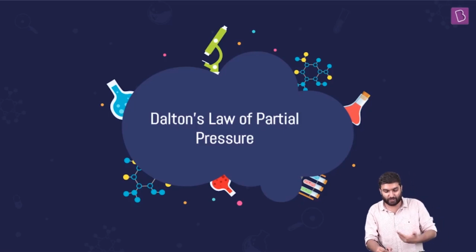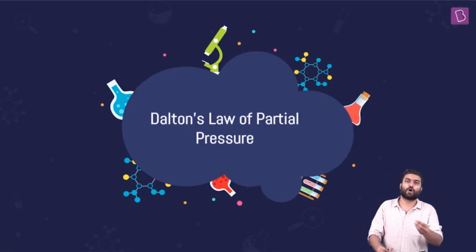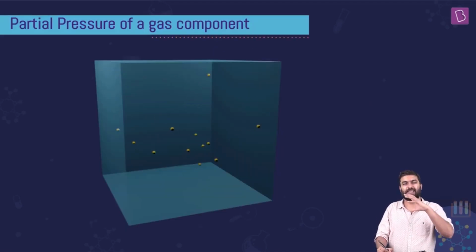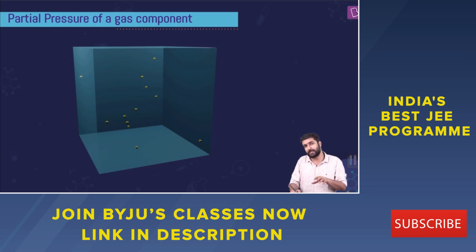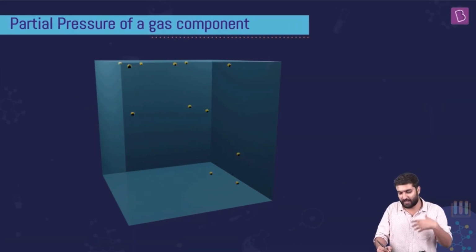So before we actually study what Dalton's law of partial pressure actually is, let's go through a couple of illustrations, examples, and cases. Once we have understood it based on the illustrations, then we will move to the definition. Yeah. So let's say you have a cube here.